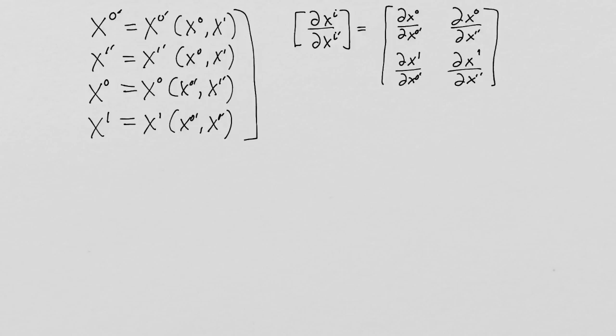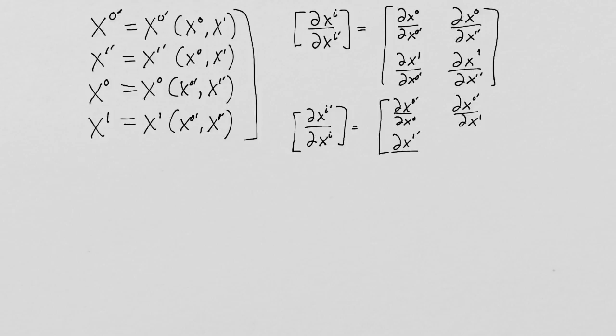And then I will define another matrix, which is just the opposite. Partial xi prime over partial xi. And that will be partial x0 prime over partial x0, partial x0 prime over partial x1, partial x1 prime over partial x0, partial x1 prime over partial x1. Let me erase this.